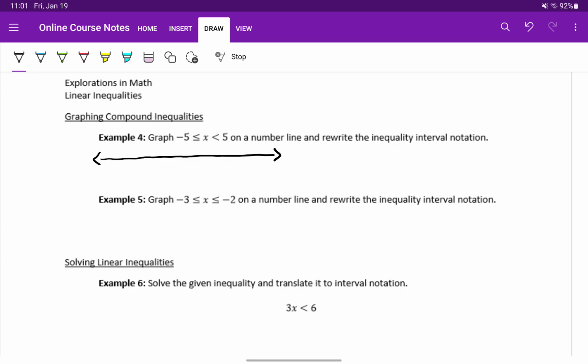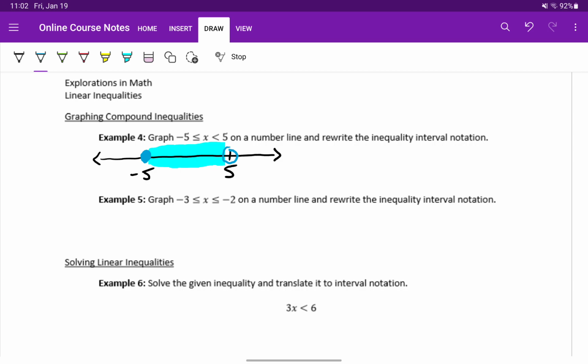For example 4, X is bounded between -5 and 5. Since 5 is included as part of the solution, we'll use a filled-in circle. But X is strictly less than 5, meaning 5 is not a solution, so we'll use that open circle notation. And then we'll shade or highlight that region in between, indicating that any point in between would be a solution to this inequality statement.